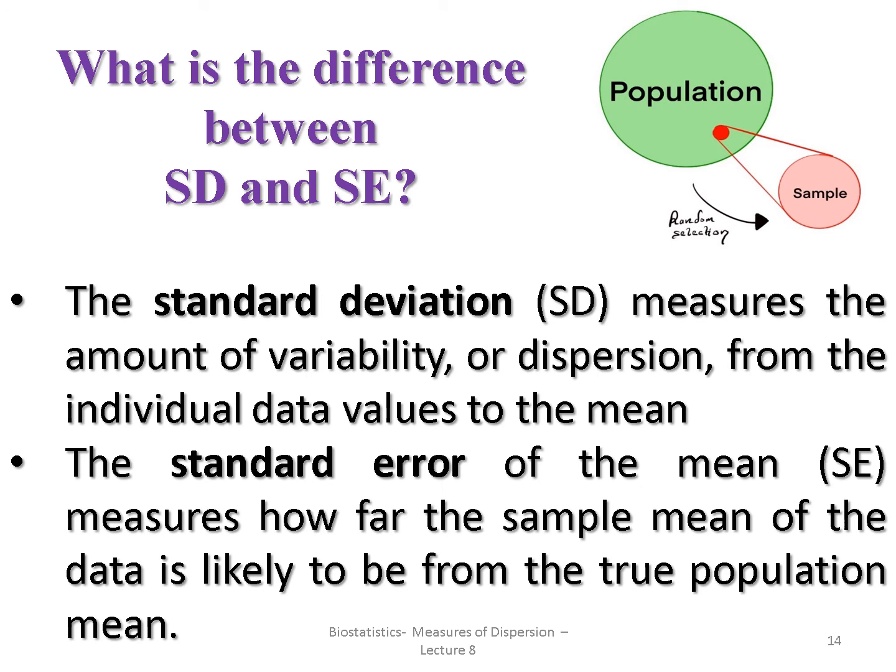So the difference between standard deviation and standard error is that standard deviation measures the amount of variability, while standard error measures how far the sample mean is likely to be from the true population mean. Is it clear? So that is the main difference. Standard deviation measures the amount of variability or dispersion from the individual data values to the mean. But standard error of the mean measures how far the sample mean is likely to be from the true population mean. So that is all about the measures of dispersion.